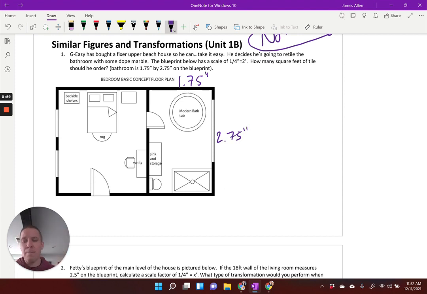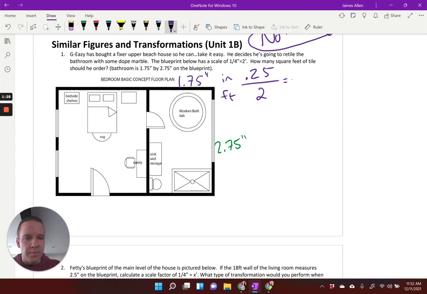All right. Personally, I like to set up a scale factor proportion. So I have 1/4 inch, which would be 0.25, inches, is 2 feet, feet. I want to know what my actual dimensions are. So how about this? I'm going to erase this and do this in a different color here. You'll see why in a sec.